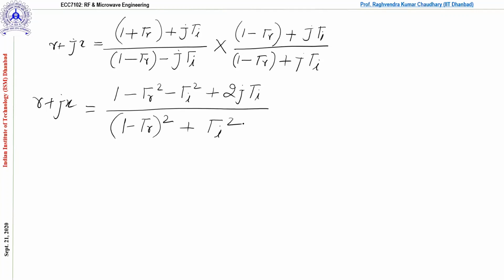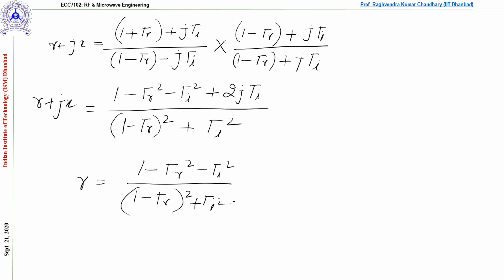Fine. Now the thing is, what is special in this equation? The special thing is that now you can separate out the real and imaginary parts, correct? And in this way, you can write down the r and x, correct? So if you try to write these things, r would be 1 minus gamma r square minus gamma I square divided by 1 minus gamma r to the whole square plus gamma I square.